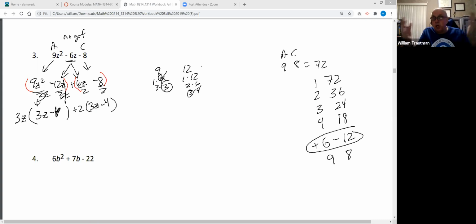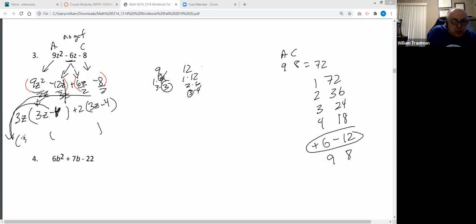The parentheses are identical. So we're going to write a big parentheses here and factor out the parentheses in front. 3Z minus 4. Whatever's left over, 3Z and plus 2. This is our answer.